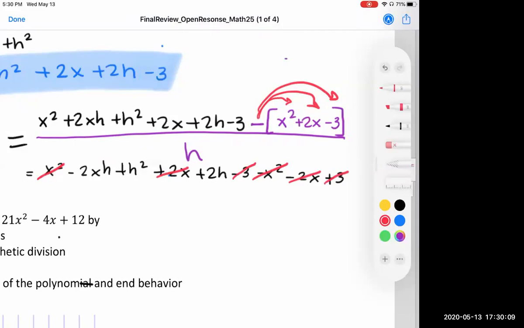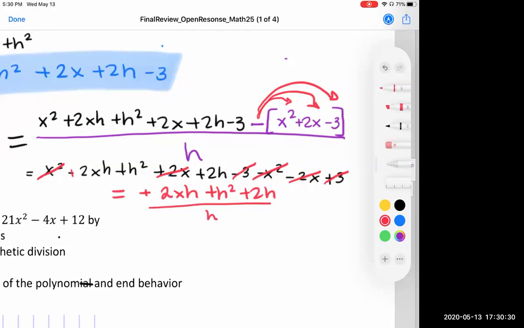So what are we left with? We're left with 2xh plus h squared. It's a positive 2xh, plus 2h. Thank you. Be very careful. All right, so all over h.